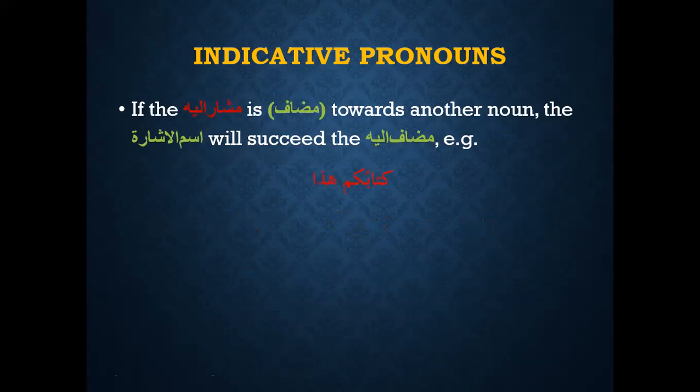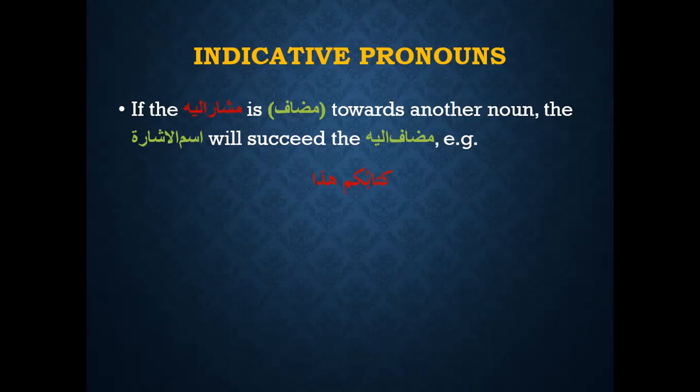Okay. Now, if you want to make it mudaf, so kitabukum, this book of yours. Now, this is not just your book, rather this book of yours, this one. So if you want to say your book, which is this one, I want to point to it, but it is also in the possessive case of you. So it is possessed by you, or my friend, or all of you. So I'll say kitabukum, your book, but I also want to say this book of yours. So how would you say kitabukum hada?